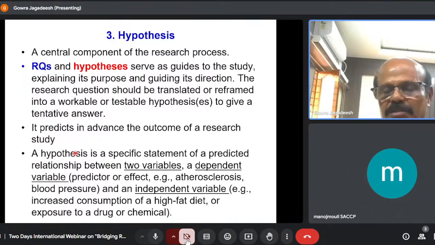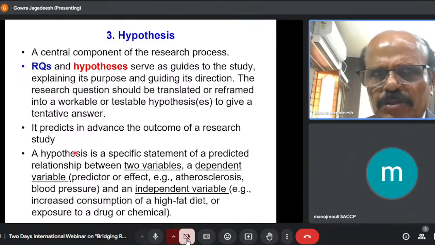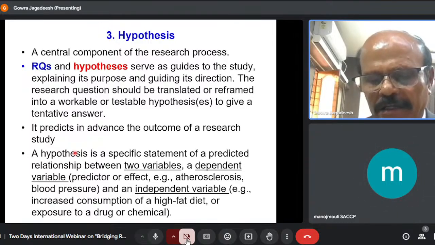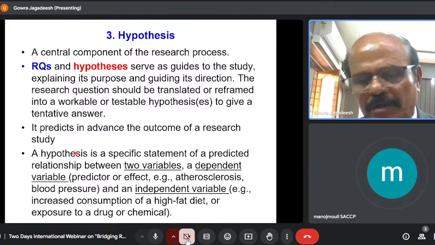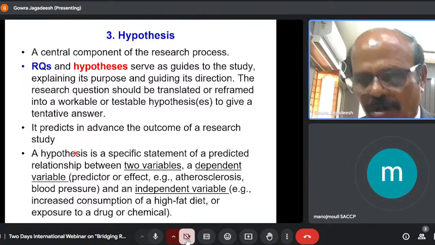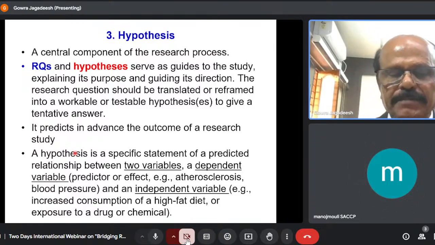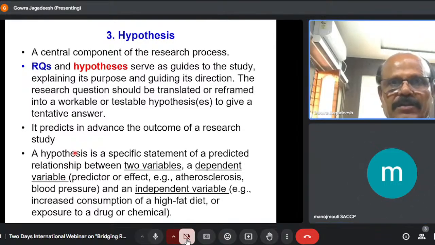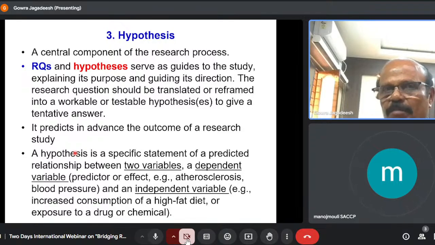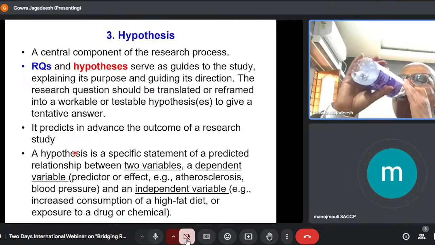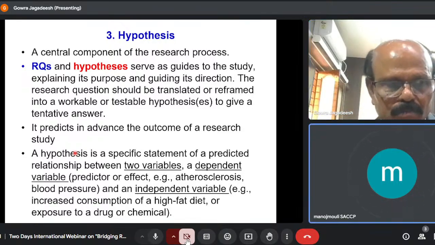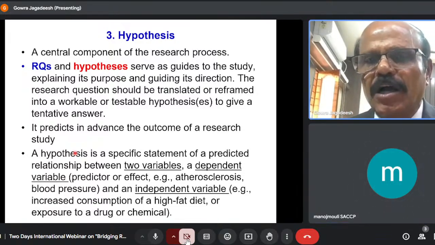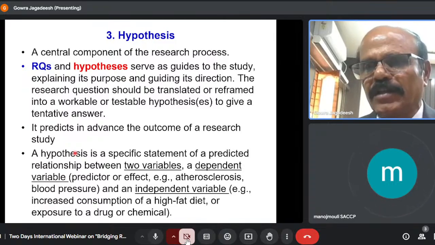Central component of the research process: research question and hypothesis. Many students bypass this one. From the research question, they go straight to the objective. That is the incorrect procedure of writing a protocol. You have to understand the research question and hypothesis, and only then will you be able to build up your protocol. A hypothesis predicts the outcome of a research. It is yes or no.